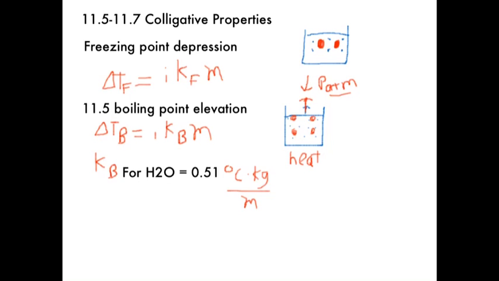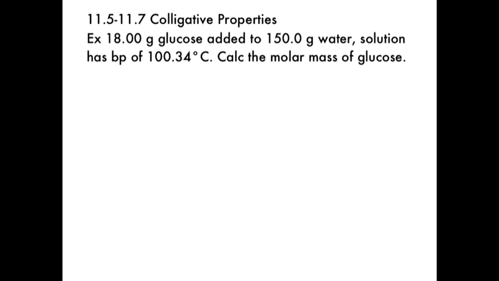The math equation we'll use for boiling point elevation looks just the same, except the constant is different. It's the boiling point elevation constant. For water, the boiling point elevation constant is equal to 0.51 degrees Celsius times kilograms per mol. For example, 18 grams of glucose is added to 150 grams of water. The solution has a boiling point of 100.34 degrees Celsius. Calculate the molar mass of the glucose.